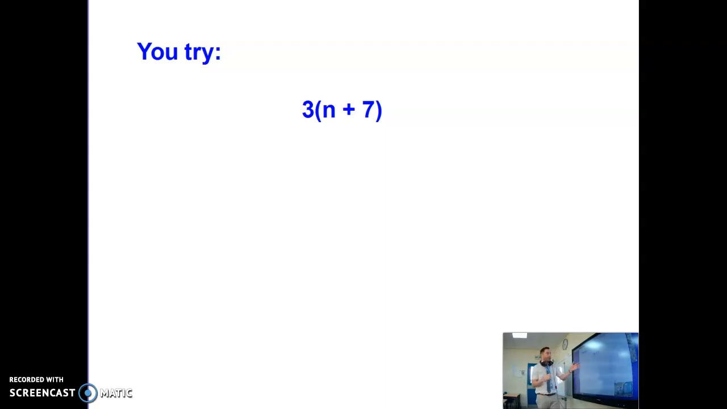And here is your answer for this one. We're going to do 3 times n is 3n, 3 times 7 is 21, and we add in the middle there. 3n plus 21. Simple. You just multiply both parts, both terms in the bracket. Let's move it on a little bit and bring in a second unknown. It's another n. So this time we're still doing the same thing.